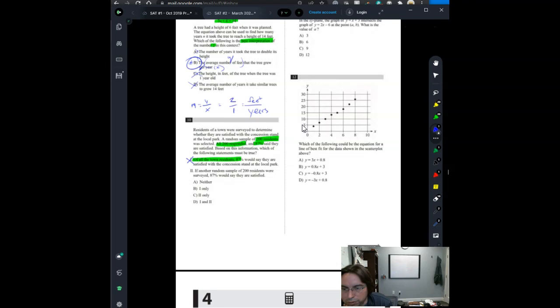So based on which of the following statements must be true, we know 1 is not true. So we're between A and C now. If another random sample of 200 residents were surveyed, 87%. So again, we can't say that for sure either. We don't necessarily know that for certain. So actually, the answer choice on this one is A.